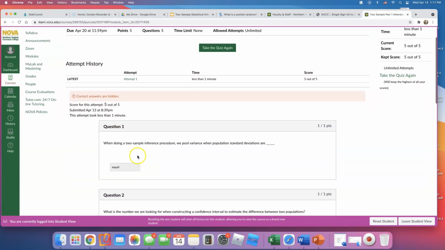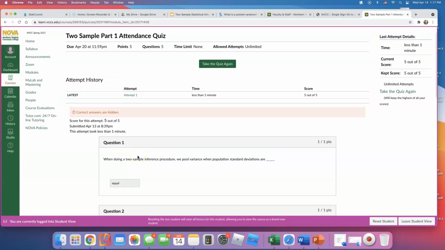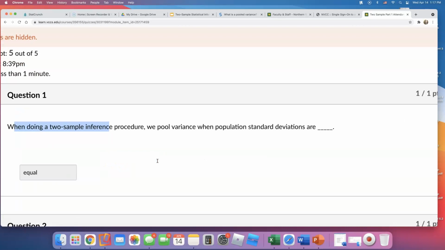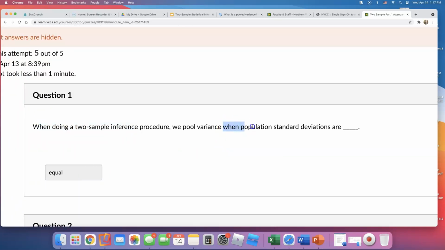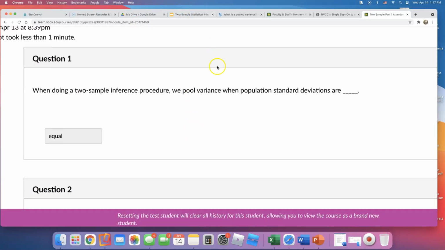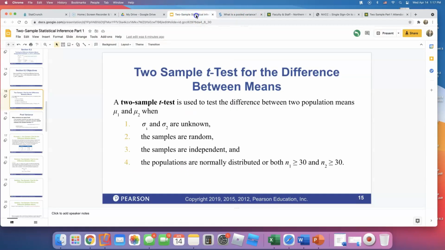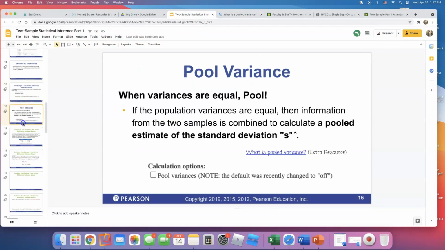Okay, so the first question, whoopsie, I already answered it. So question number 1, when doing a 2 sample variance procedure, we pool variance when population standard deviations are equal. Okay, so that is the first question. Going back to the slide. There are a couple more questions that I want you to complete. Back to the slide.